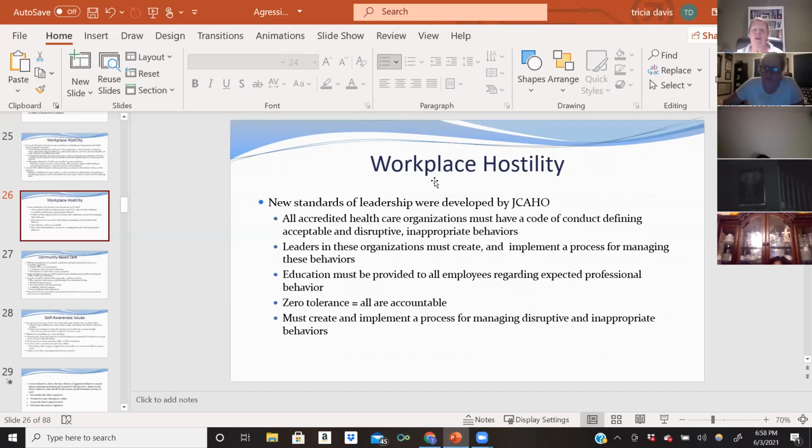And then the hospital must also educate all employees regarding what they feel their expected professional behavior is, and that the healthcare organization will have a zero tolerance policy, that all are accountable, from the CEO all the way down to the housekeeper. They must also create and implement a process for managing those disruptive and inappropriate behaviors.